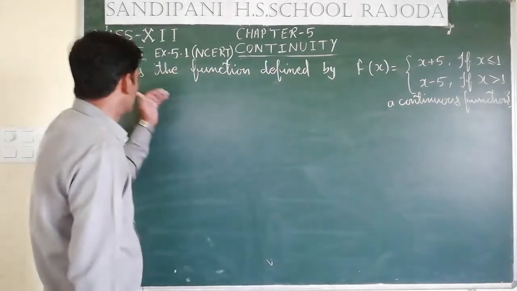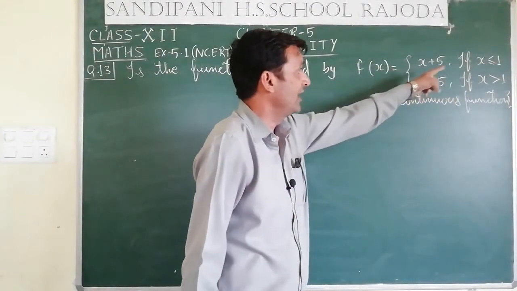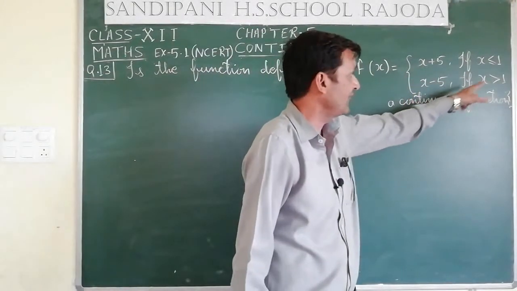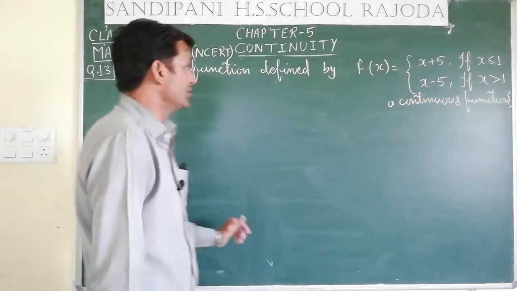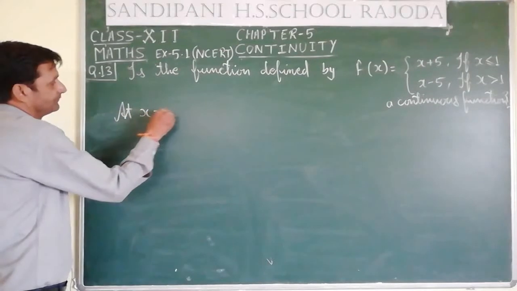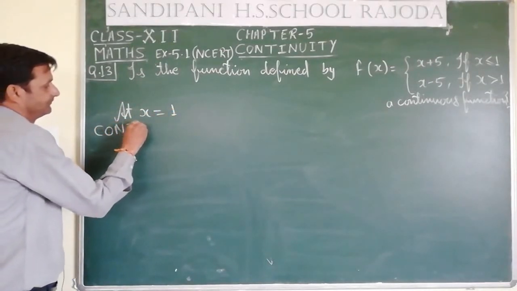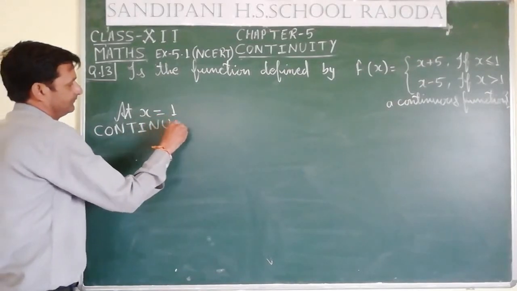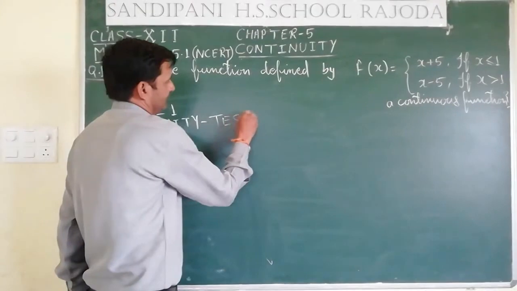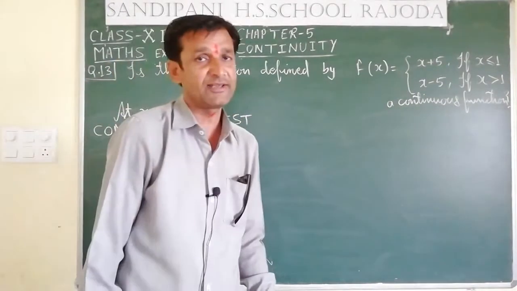So now this question: the function defined by f of x is equal to x plus 5 if x is less than or equal to 1, and f of x is equal to x minus 5 if x is greater than 1. So now at x is equal to 1, we are applying the continuity test.